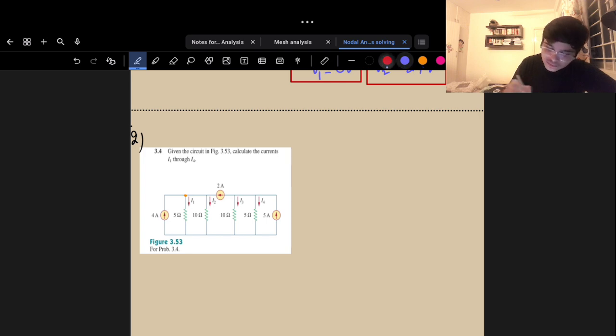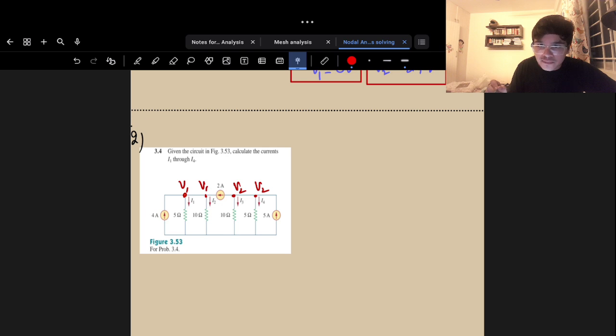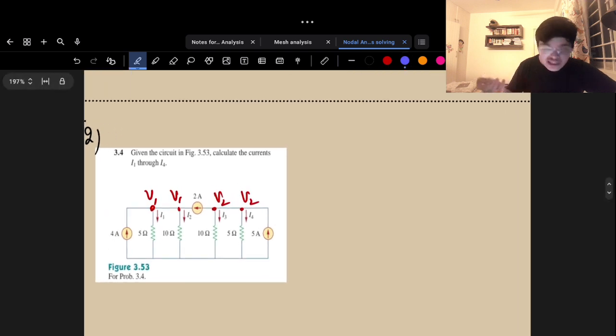Let's assume this as V1 and this also V1, this is V2, this is V2. Why are these the same? Because there is no circuit element in between them, so the voltage is not going to change. So this is also V1 and this is also V2. That goes without saying. And let's just write the equation, man. We just write the KCL equation for V1 and V2. So let's write for V1.